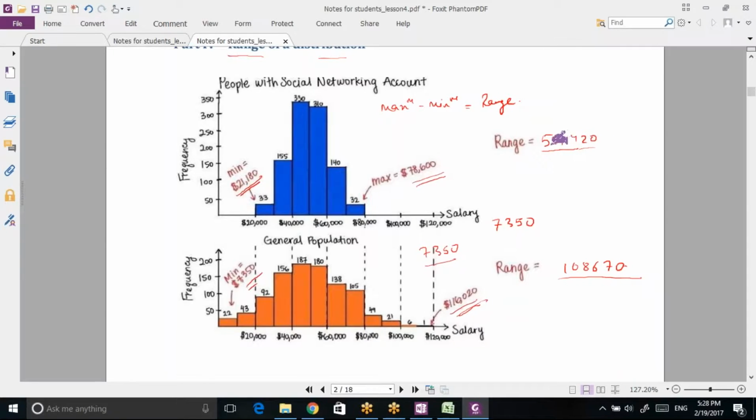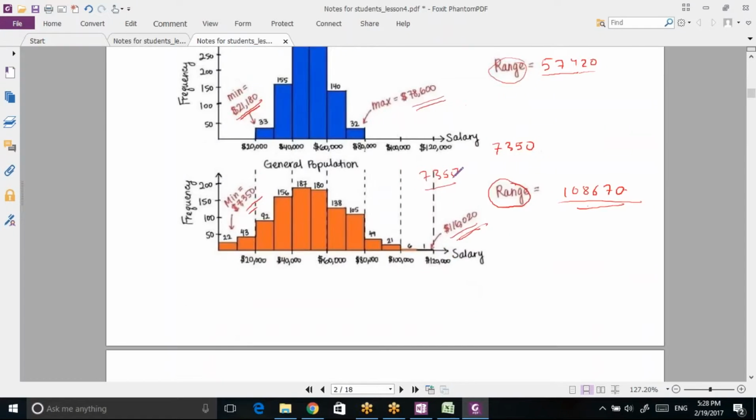Yes. Okay. So now you can see here that the spread of this second one is pretty high by seeing the range. Right? But range has some negative issues also.